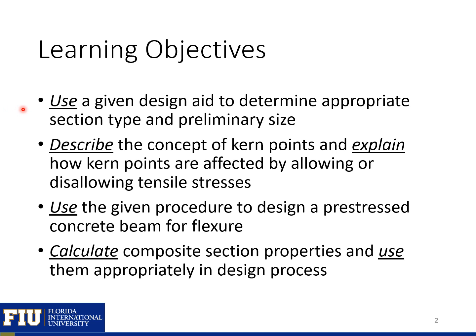appropriate section types and preliminary sizes, describe the concept of Kern points and explain how Kern points are affected by allowing or disallowing tensile stresses, use a given procedure to design a prestressed concrete beam for flexure, and finally, calculate composite section properties and use them appropriately in the design process.